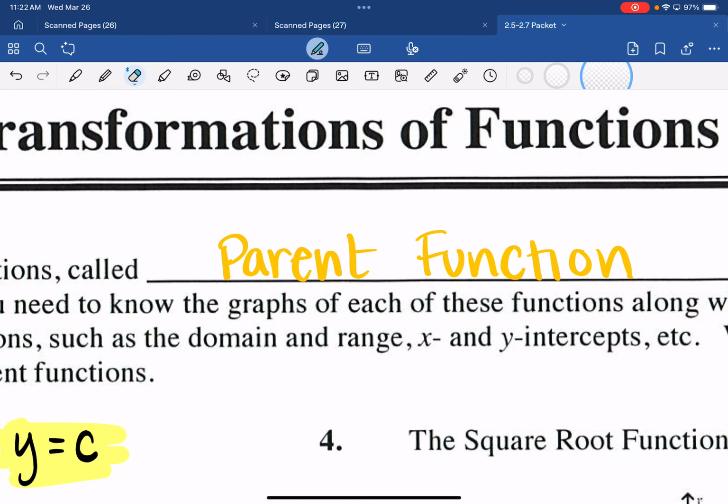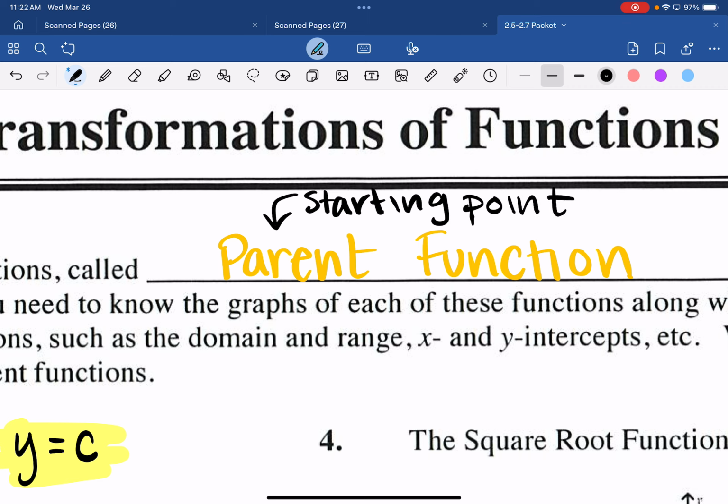Think about parent functions as my starting point. That's going to be helpful here in a minute. My parent functions are like a starting point. They're the simplest form.